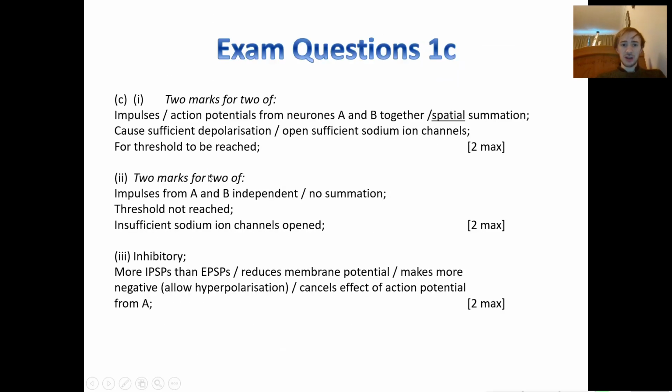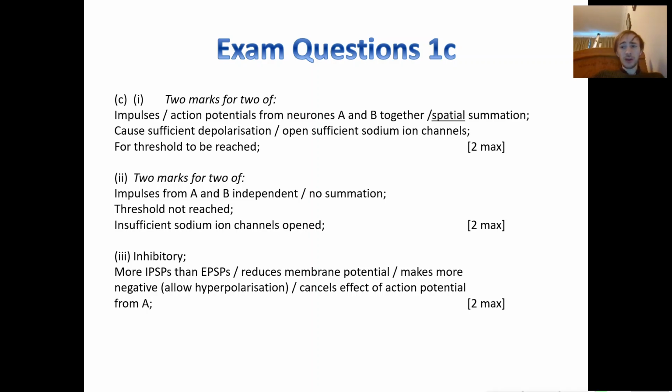And the marks you need here are the impulses and action potentials from neuron B, A and B together, or spatial summation, that's a mark. Cause sufficient depolarization, or open sufficient sodium ion channels, or for thresholds to be reached. Whenever we're talking about summation, we want to be talking about the amount of sodium ion channels that are open. Because that's the point. That's why we need a lot of neurotransmitter, is to open a lot of sodium ion channels.